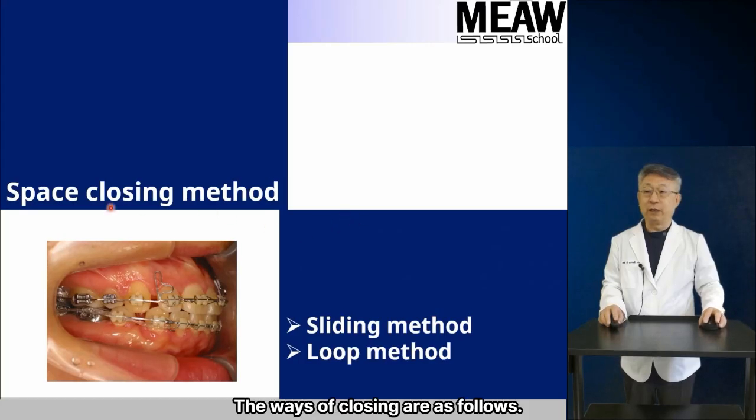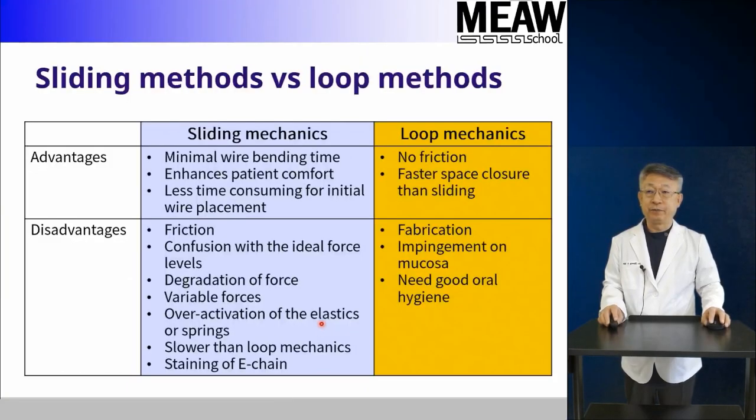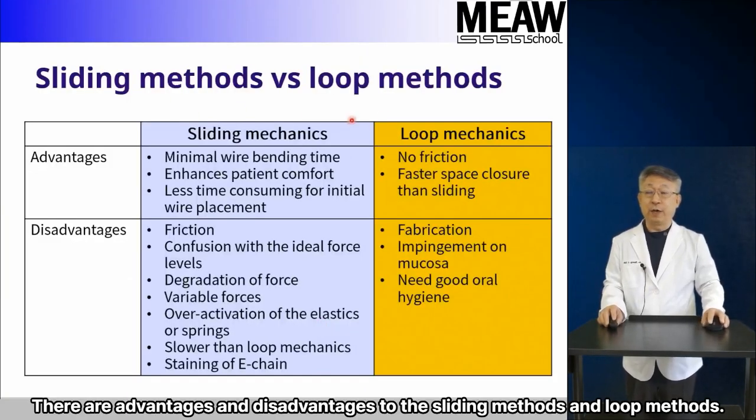The ways of closing are as follows. First, there is a sliding method, closing the space along the arch wire, and a loop method, closing the space by bending the loop. There are advantages and disadvantages to the sliding methods and loop methods.